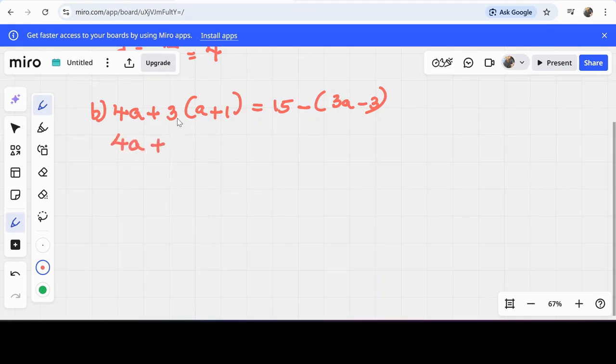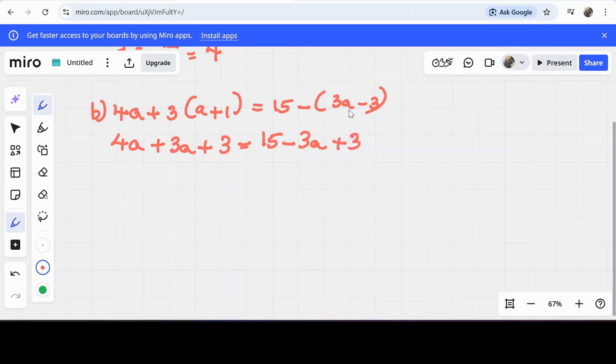4a plus, we know that when there is a bracket and outside there is a term, we have to multiply. Don't show partiality, we have to multiply both the a as well as the 1. So it will become 3a plus 3, which is equal to 15 minus. Think about that: here I am multiplying the negative, which means there is already a 1 here. We are not writing it because it's 1. So when I multiply this negative to the inside, it will become minus into 3a, then minus into minus 3, which is what? Positive. So plus 3.